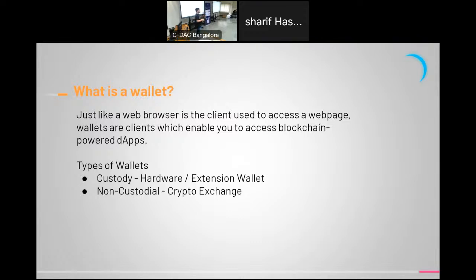Then there's the second thing called non-custodial wallets or crypto exchanges. Non-custodial wallets work very similar to stock trading apps.